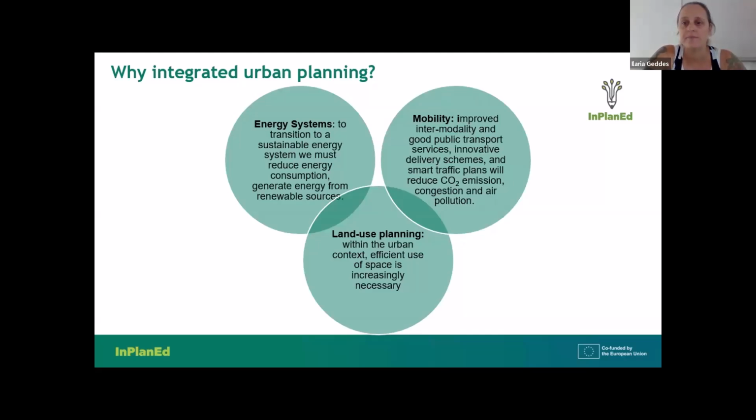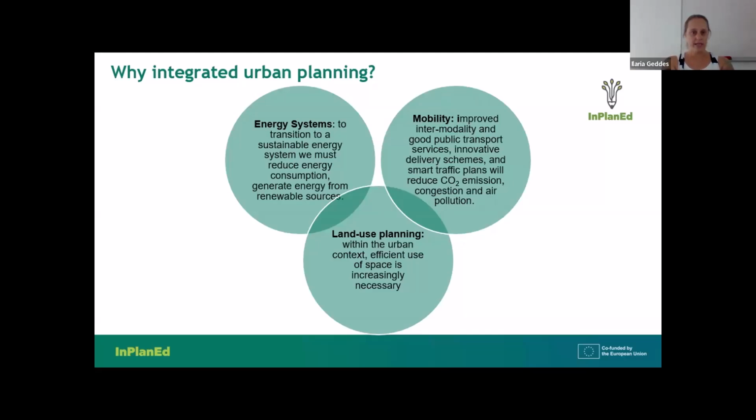So, for example, combining infrastructure with housing developments can be made to produce energy saving potentials, for example, through deep renovations and so on. And then it can be aligned with efficient mobility solutions.